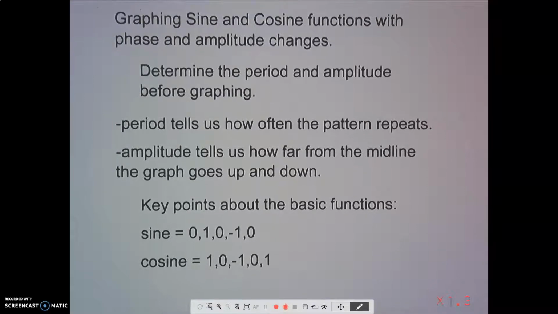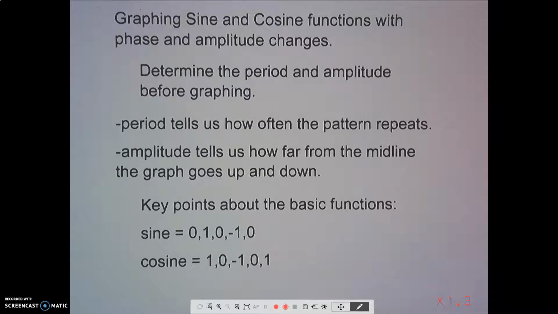Today we're going to be talking about graphing sine and cosine functions with phase and amplitude changes. So we're going to determine the period and the amplitude before graphing, which is what we learned in the last lesson. The period tells us how often the pattern repeats, and the amplitude tells us how far from the midline the graph goes up and down.